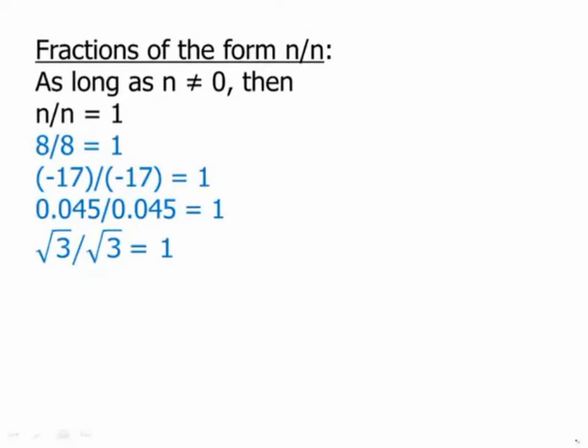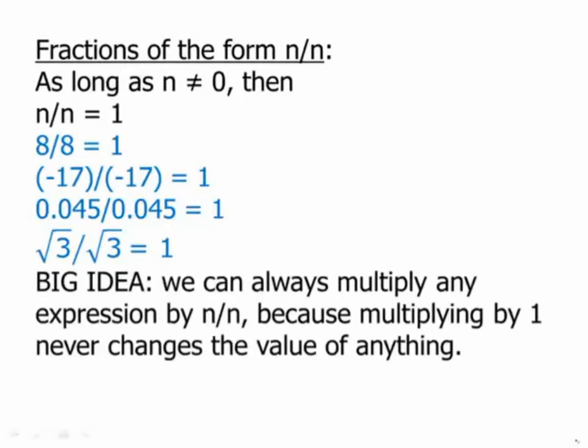As long as we put anything over itself, as long as it doesn't equal 0, then anything over itself equals 1. The big idea here is we can always multiply any expression by n over n, because multiplying by 1 never changes the value of anything. And this will be hugely important when we get to the point where we have to find common denominators. So this is a really important fundamental idea, and we'll return to this later.